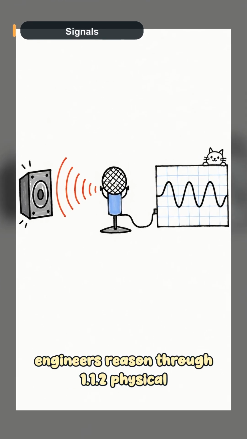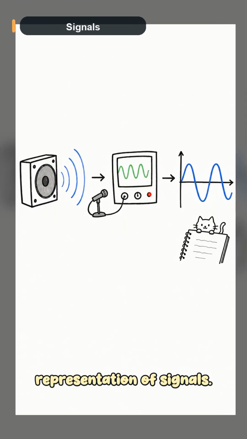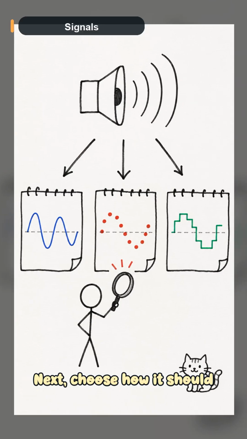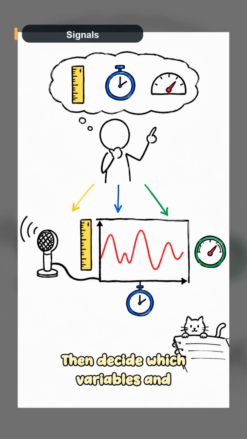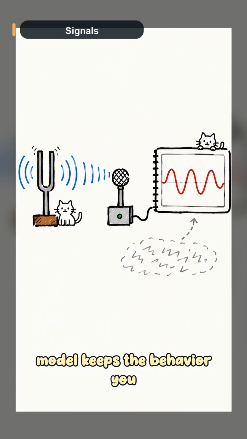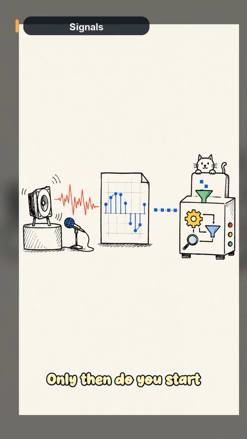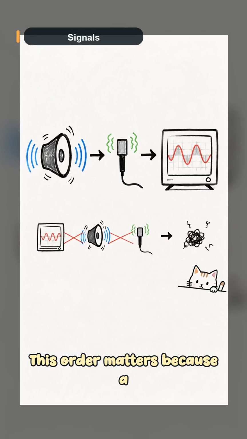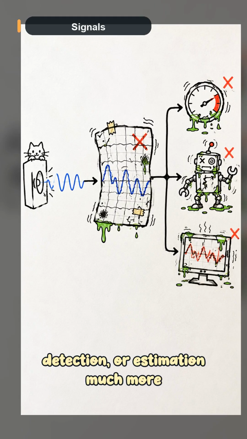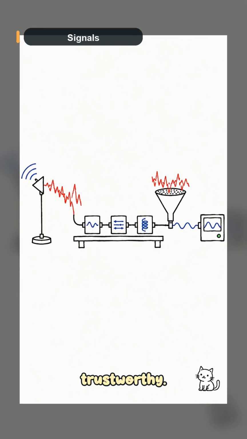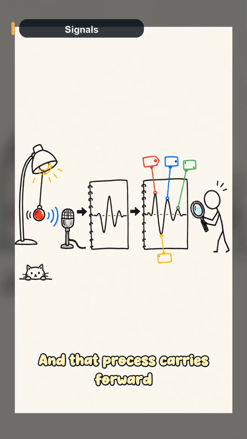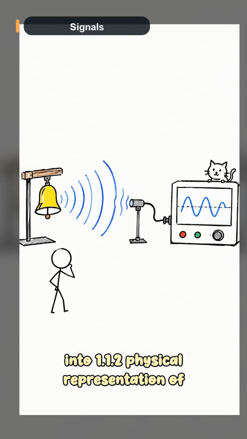Here is the basic way engineers reason through the physical representation of signals. First, identify the physical quantity you care about. Next, choose how it should be represented for analysis. Then decide which variables and units make that representation meaningful. After that, check whether the model keeps the behavior you actually need. Only then do you start doing DSP operations on it. This order matters because a bad representation poisons every later result. A clean setup makes filtering, detection, or estimation much more trustworthy. So the process is observe, represent, label, and then analyze. And that process carries forward into the next topic.